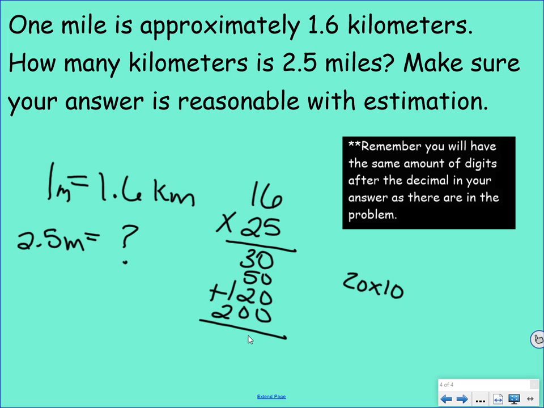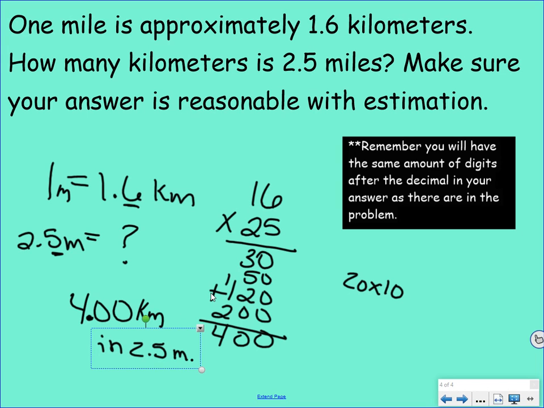And now when I add these up, I get 7, 10, carry, 400. 400, that's a nice number. So I need to go back and figure out where my decimal should go. In 1 6/10, there's 1 digit after the decimal. In 2 5/10, there's 1 digit. So together, that's 2 digits. So my answer is 4 kilometers in 2.5 miles. Let's make sure this answer makes sense with estimation.